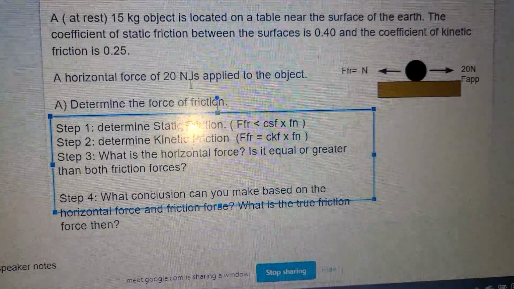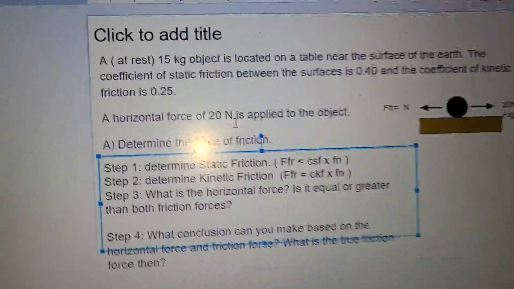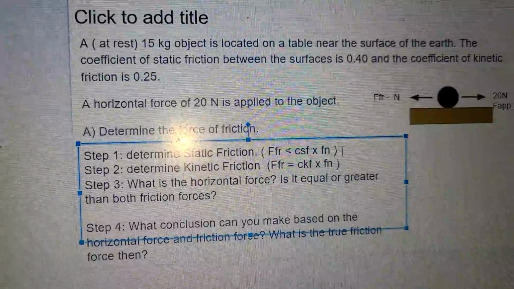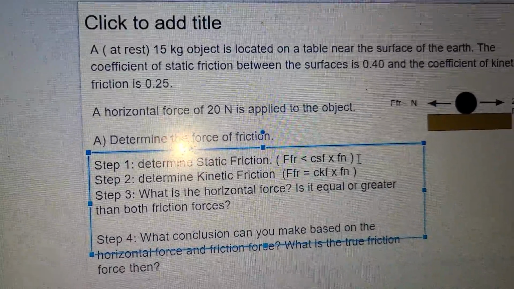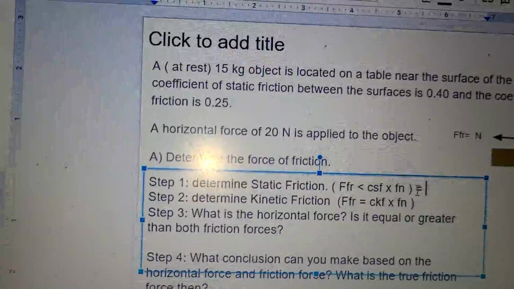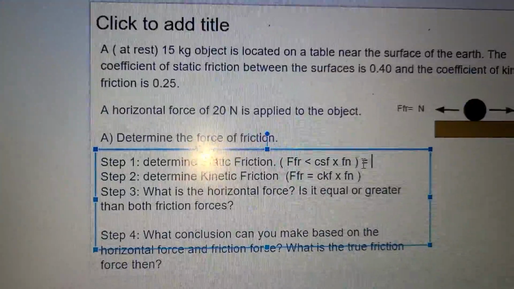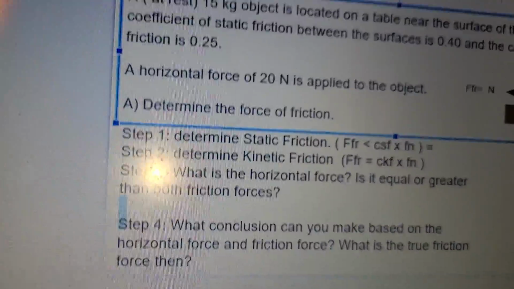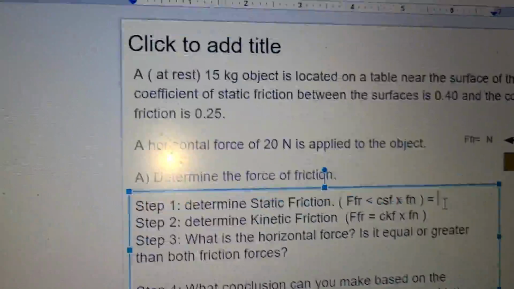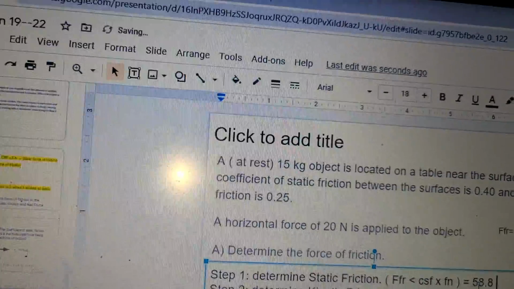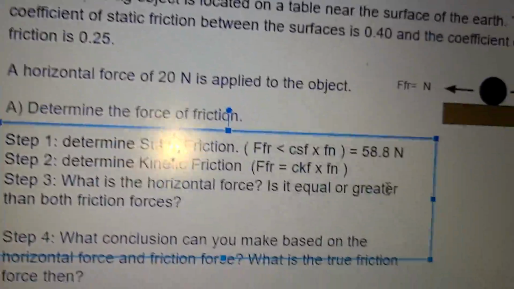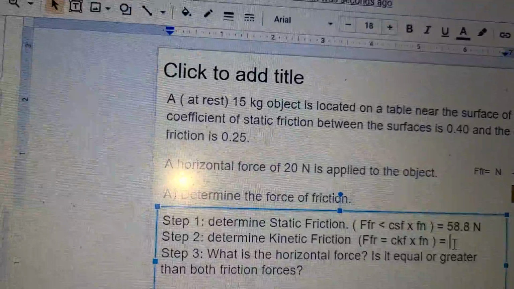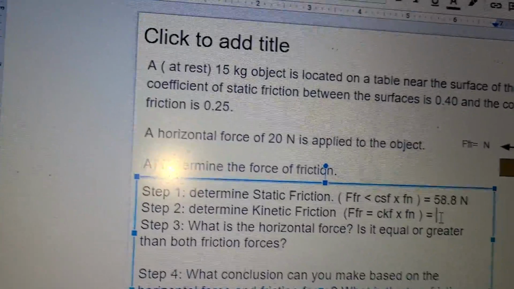So step 1, determine the force of static friction. I already kind of set you guys up a little bit for this, but I want you guys to take a moment because you should know how to do this. Use the equation and tell me, when you are multiplying the variables together, what is the force of static friction? What did you receive? So when you looked for the force of static friction, you got 58.8 newtons. That's how much force static friction is holding this object. Beautiful. What about kinetic friction? What's the force of that one?